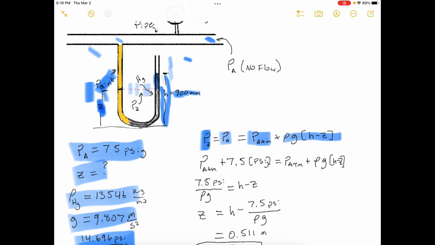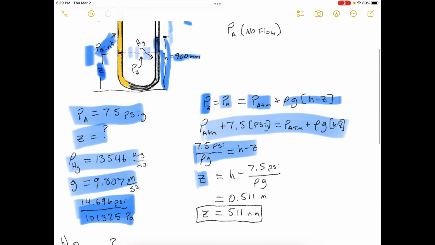All right, let's solve for Z. We rearrange our equation, substitute in values, and rearrange a little more. Then we get a function that says Z equals H minus the 7.5 psi term. Then we've got the density of mercury and gravity, substitute in all those values, do a unit conversion, and we get that Z is equal to 0.511 meters, or Z equals 511 millimeters. Okay, cool. So now we know that.